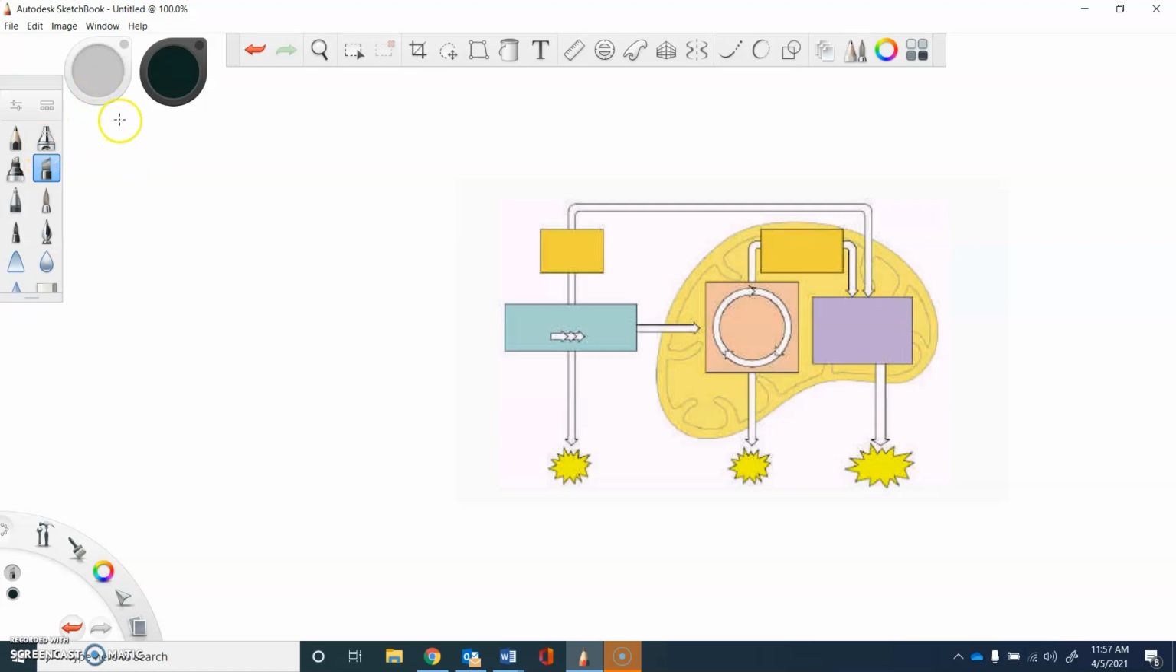So the oxidation of glucose. We are looking at the process that looks like this.